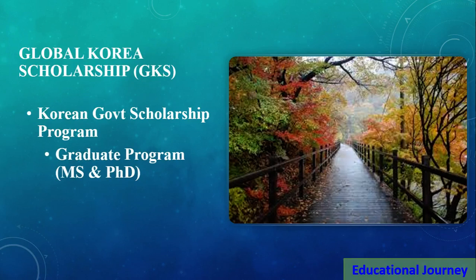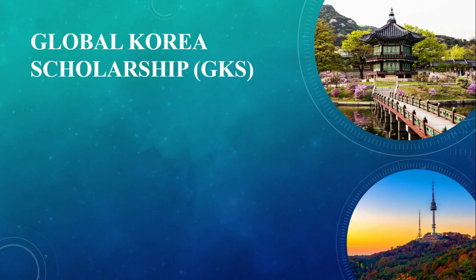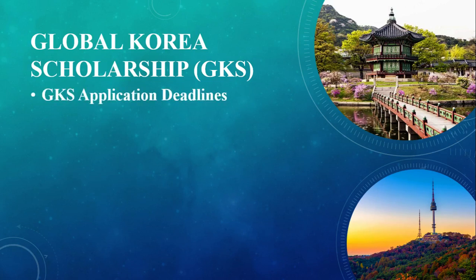So in this you have the graduate programs, which is masters and PhD program, and the next you have the undergraduate program, right? So why am I mentioning this separately, because there is a different procedure that I am going to explain in my coming slides, right? As you know, there are these two colorful seasons in Korea, that is spring and autumn. So similarly, they have two different application deadlines for the GKS applications or GKS scholars.